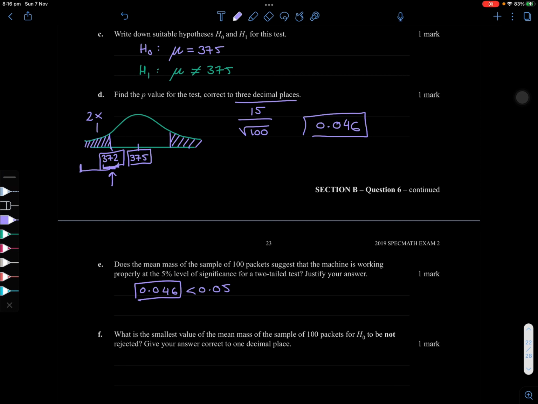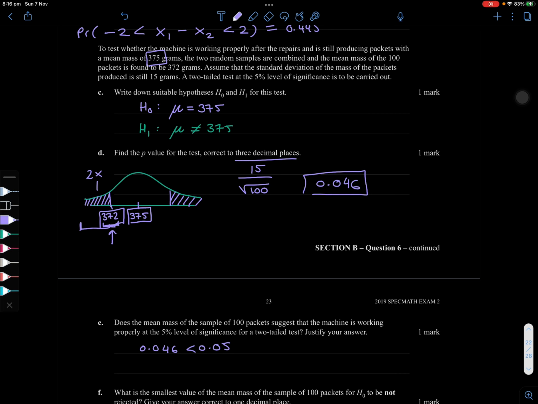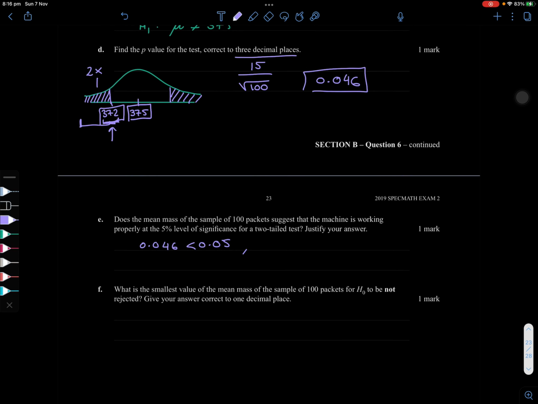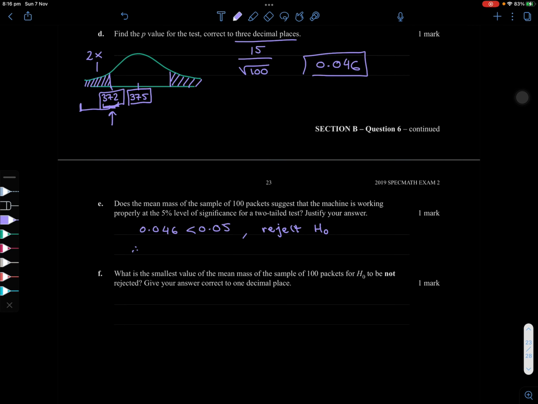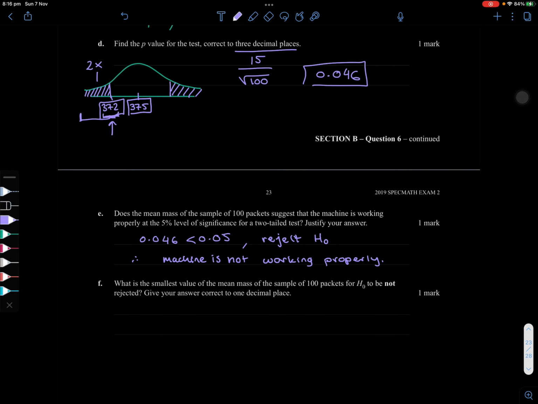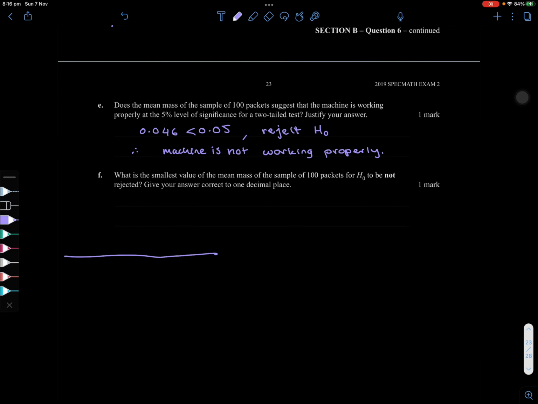The fact that we got something lower than the significance level means that the chance of it happening is way too low in reality for it to happen if the mean was actually 375. That means the mean has to actually be different. Okay, that's the logic. So therefore you say, because of that, you say reject H0, right? Because it can't actually be that mean. And therefore you say the machine is not working properly. Okay, that's the conclusion.